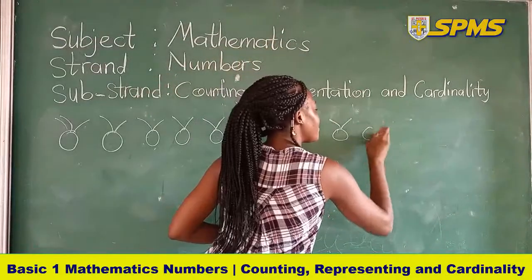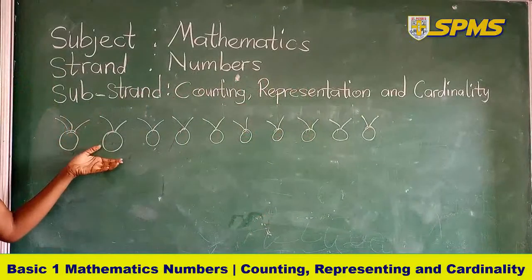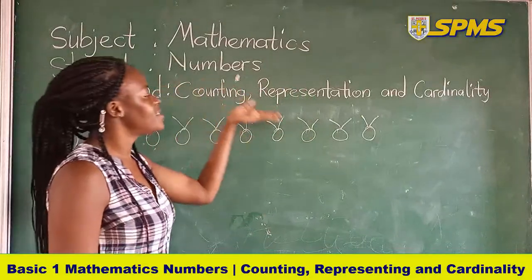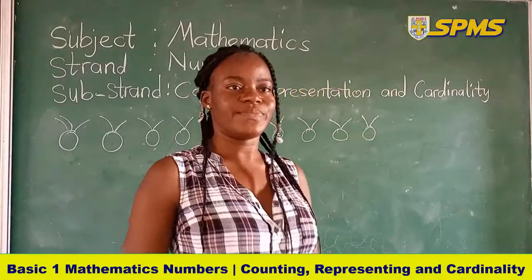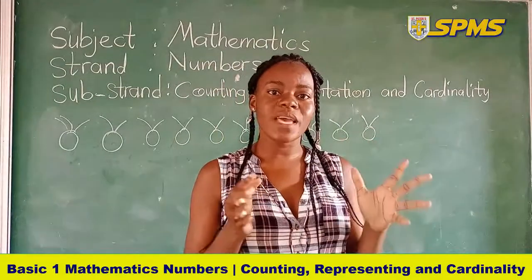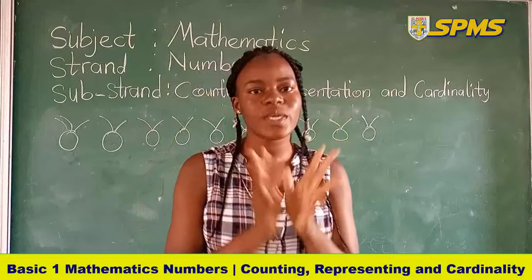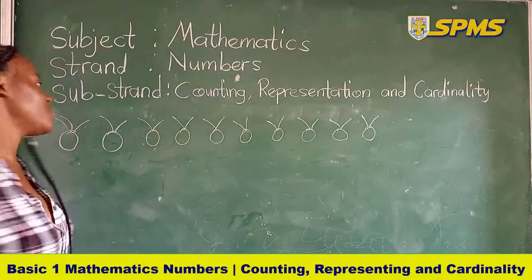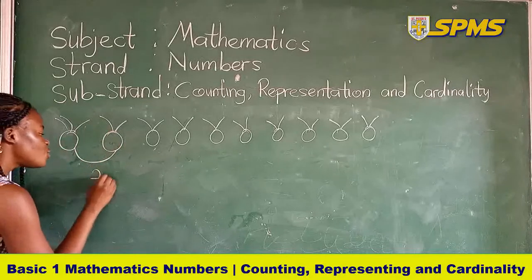I have 9 and the last one 10. Now let's count it together. 1, 2, 3, 4, 5, 6, 7, 8, 9, 10. Good. Now we are going to count them in pairs. When we say pairs, we are talking about two numbers combined or joined together. So now let's join our oranges in pairs. Okay, so we have this. So 1, 1, making what? 2.